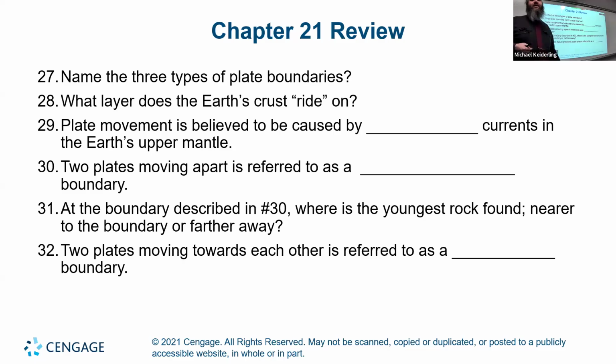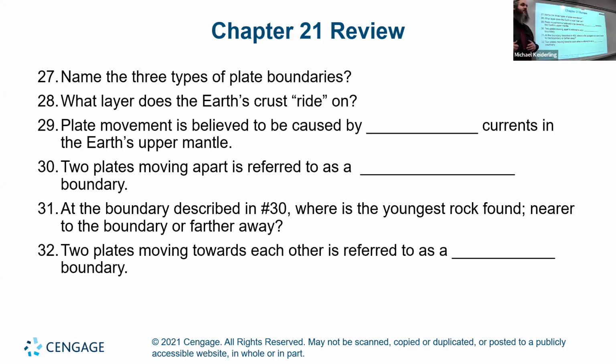Two plates moving apart is referred to as a divergent boundary. And at a divergent boundary, the youngest rock is found nearest to the boundary, because that's where new rock is forming. Further away from the boundary, the rock gets older.